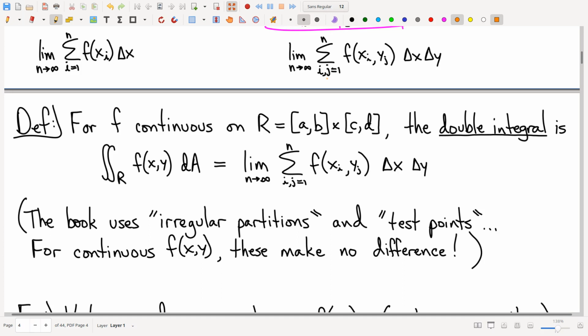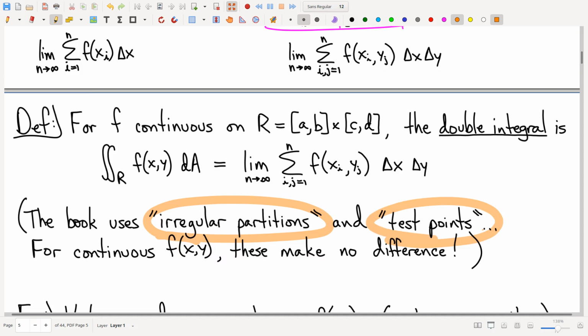So the book takes this arguably more seriously. They don't assume regular partitions. They allow irregular partitions. They don't assume that we're always looking at the top right endpoint. Allowing for possibly choosing different test points and irregular partitions makes their definition more robust. It makes it more mathematically powerful, and we will not have any use for any of that in this course because we're only going to deal with functions that are continuous, and when the functions are continuous, these don't make any difference at all.